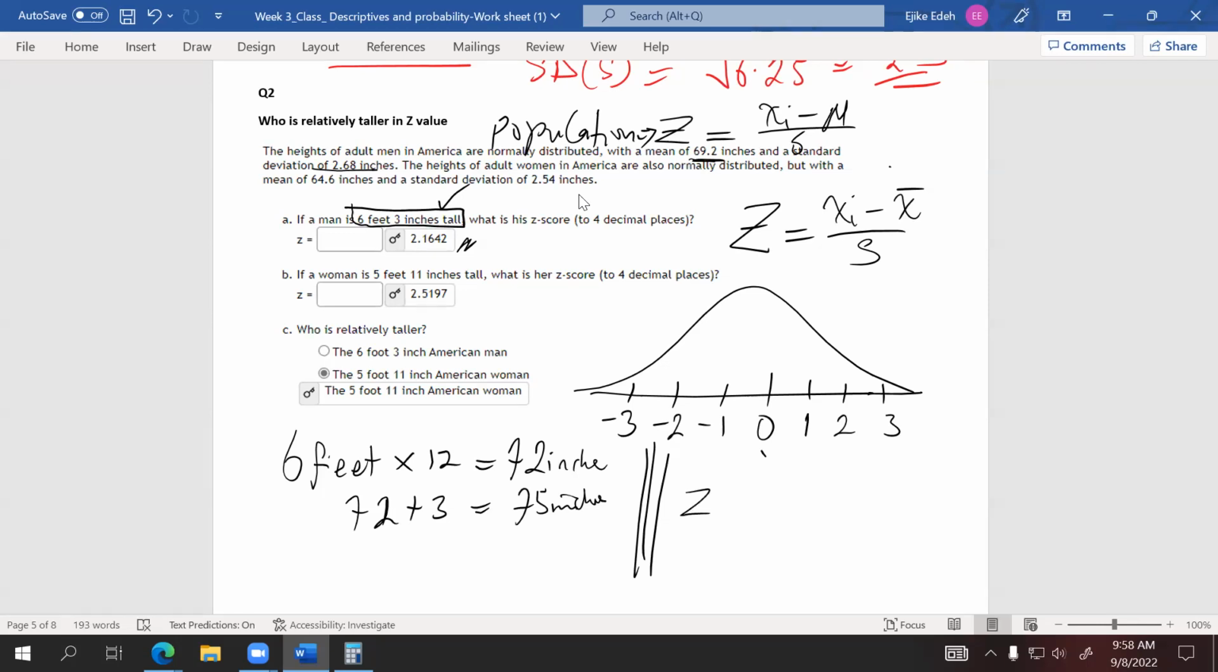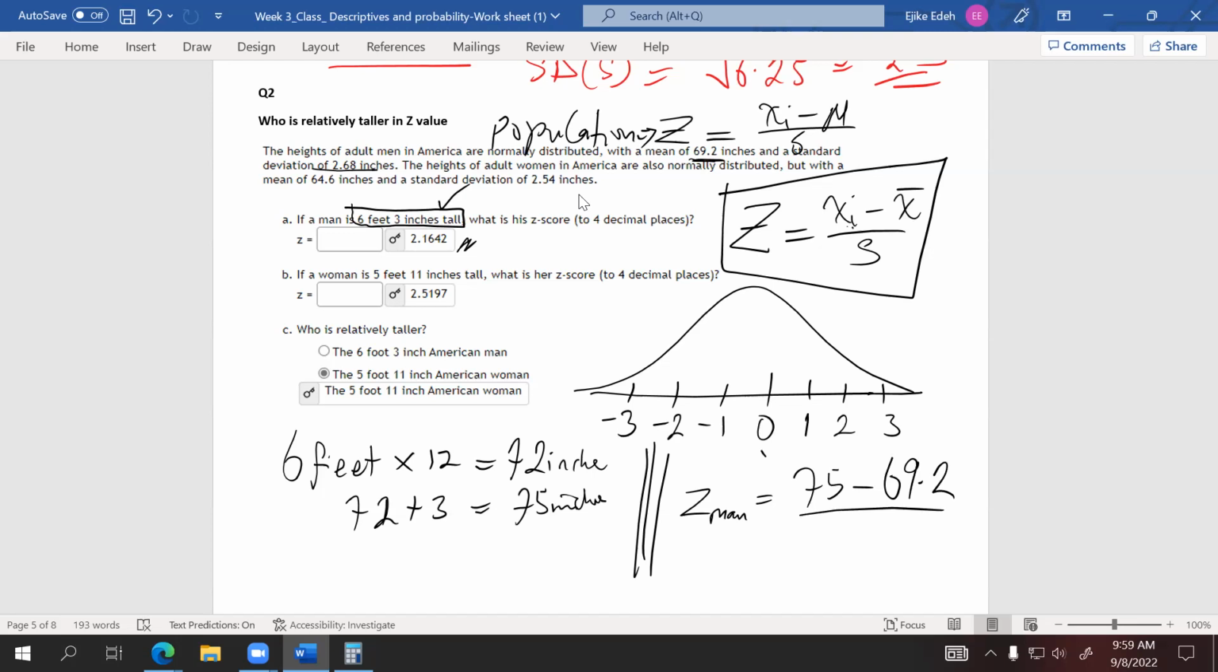So the Z value here, let me write here. We're trying to implement this formula, right? So I'm going to take Xi, which is the individual data point, so that is 75 inches, minus the mean for men, which is 69.2, divided by the standard deviation for men, which is 2.68. Okay, so I pause quickly here.